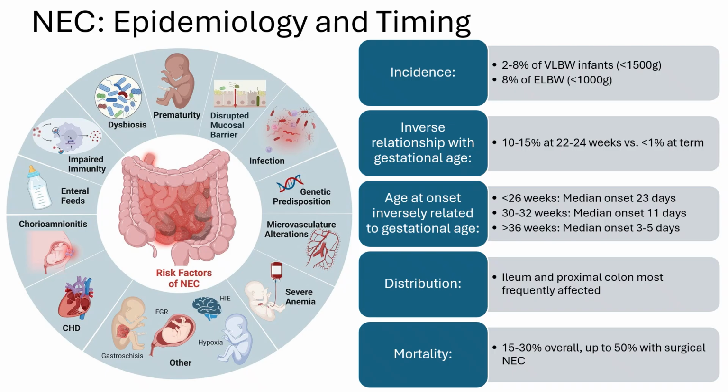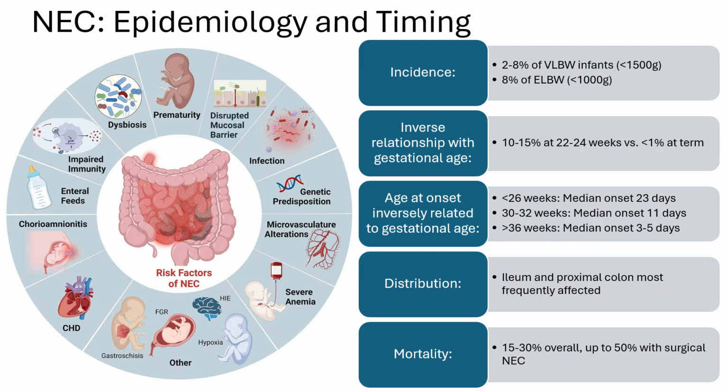Each week of gestation provides crucial intestinal maturation. The timing patterns reveal important pathophysiology insights. Paradoxically, the most premature infants develop NEC latest, around 23 days for those under 26 weeks, versus 11 days for 30 to 32-week infants, and just 3 to 5 days for term babies. This isn't protection. It's the time required for the perfect storm to develop. Extremely premature infants need weeks for bacterial colonization, feeding exposure, and system overwhelm to occur.